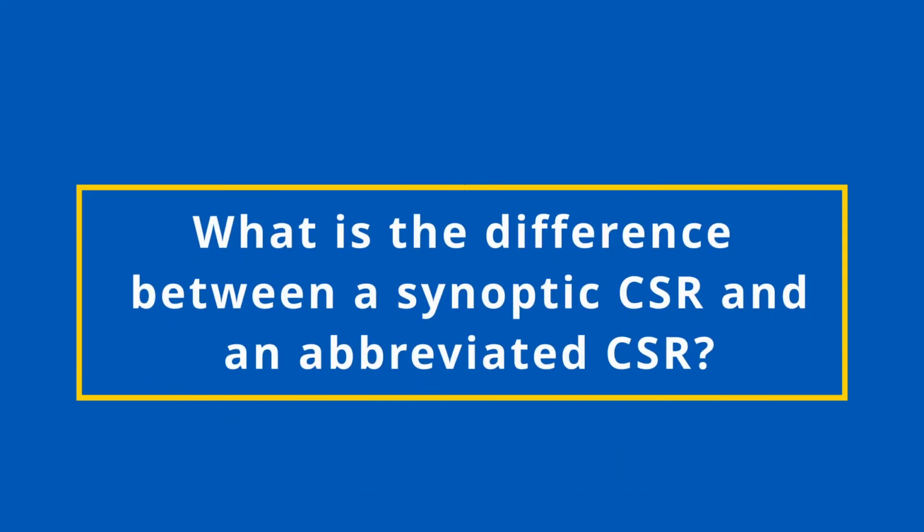So the first question is, what is the difference between a synoptic CSR and an abbreviated CSR? And that is a very good question. It's also a very common question. And the reason for that is those two types of CSRs really are in a bit of a gray zone. There isn't a really clear line between when to have a synoptic CSR and abbreviated CSR, or at least it might seem like that at first glance.